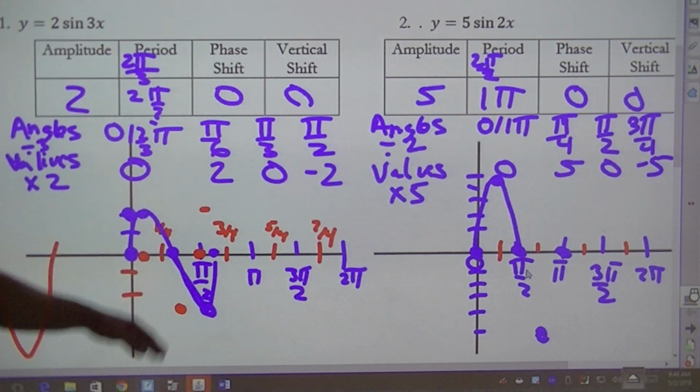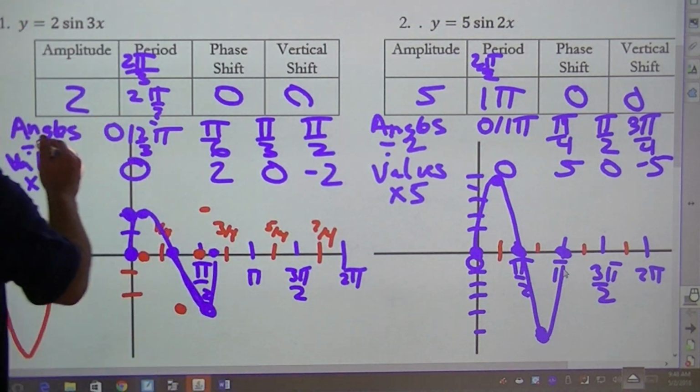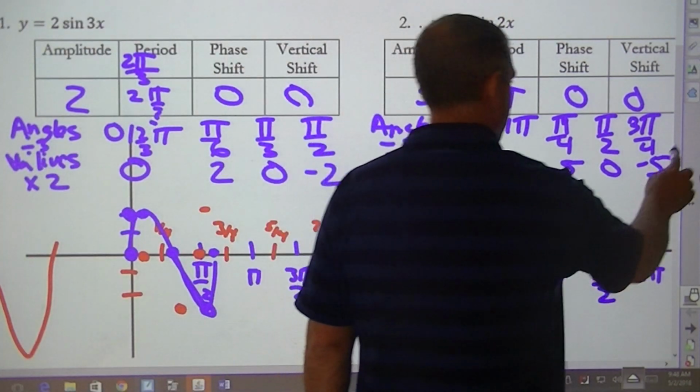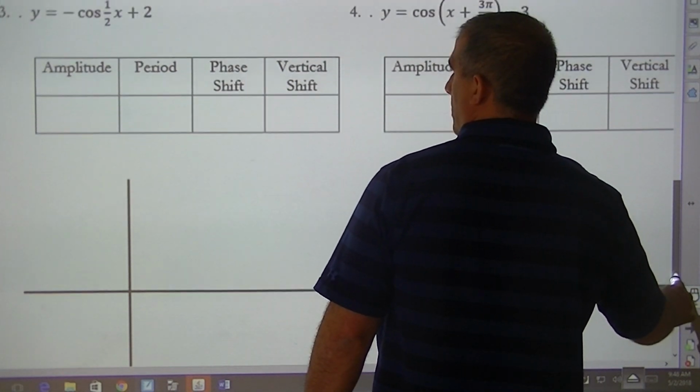Sorry about that first example. That was a mistake. All right, moving on to these problems.